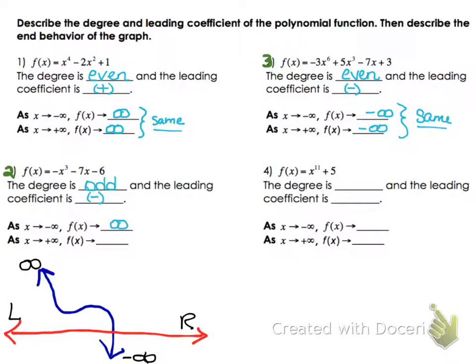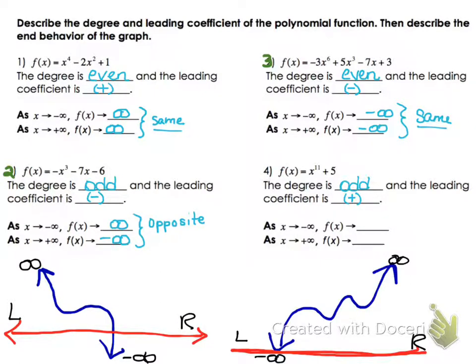See if you get question number 4 right. It's an odd degree function. The leading coefficient is positive. The right arm will be going up, which means the left arm will be going down. And that's how you write it.